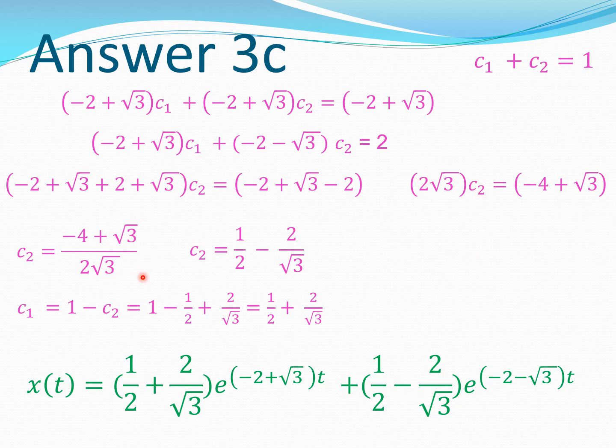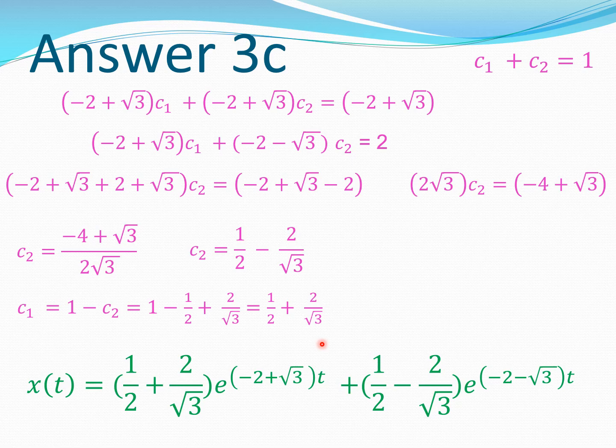Now I can simplify this. Of course, I see that root 3 by 2 root 3 is simply going to give me half, and the other term is going to become minus 2 by root 3. So that's the value of C2. Now immediately I can take this C2 and plug it into this equation here. C1 plus C2 is 1, and I get C1 is 1 minus C2, which gives me 1 minus half plus 2 by root 3, which gives me half plus 2 by root 3.